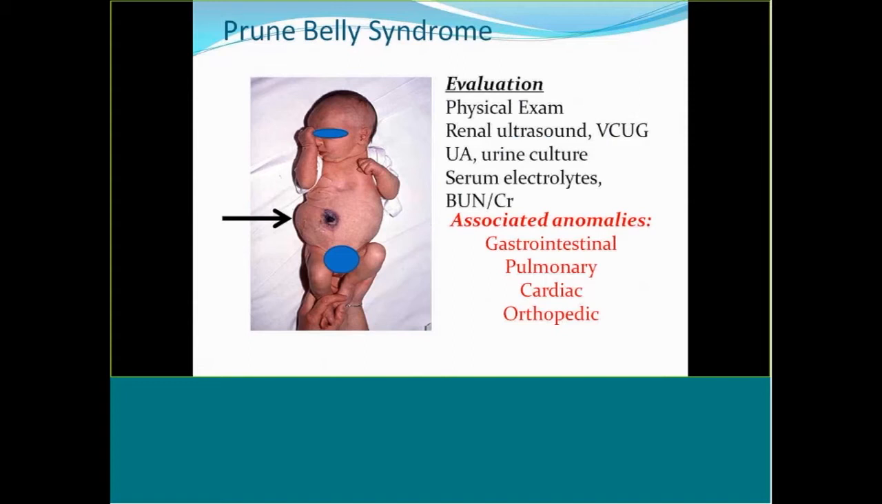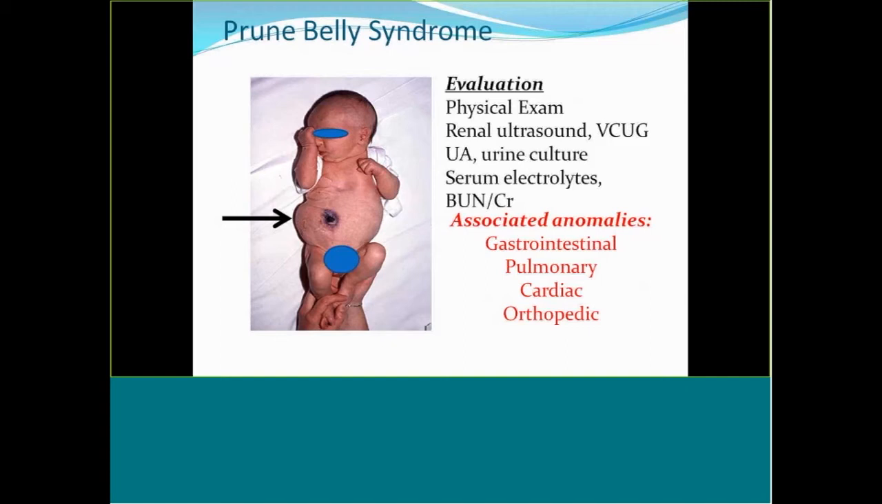Prune belly syndrome. This is the syndrome that's named because the belly ends up looking like a prune. The musculature is very poorly developed. There are lots of theories about what causes prune belly syndrome, and to be honest, we still aren't sure which is correct. One theory is that you have an early obstruction in the urethra, and as the bladder fills, it becomes very distended, and that impedes proper abdominal muscle development.